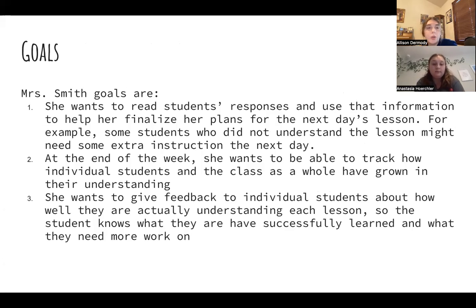So we're going to start off with the goals. Ms. Smith's goals are to read students' responses and use that information to help her finalize her plans for the next day's lesson. For example, some students did not understand the lesson and might need some extra instruction the next day. The second goal is that at the end of the week, she wants to be able to track how individual students and the class as a whole have grown in their understanding. The third goal is to give feedback to individual students about how well they're understanding each lesson, so the student knows what they have successfully learned and what they need to work on more.